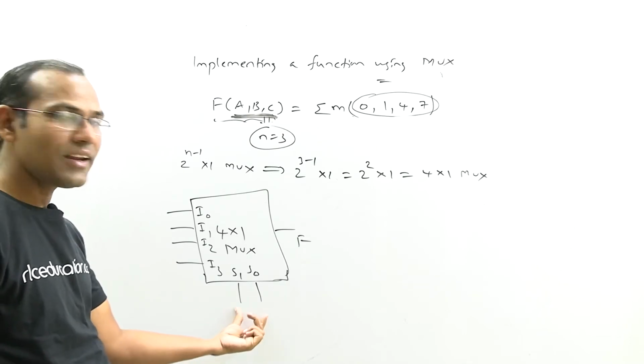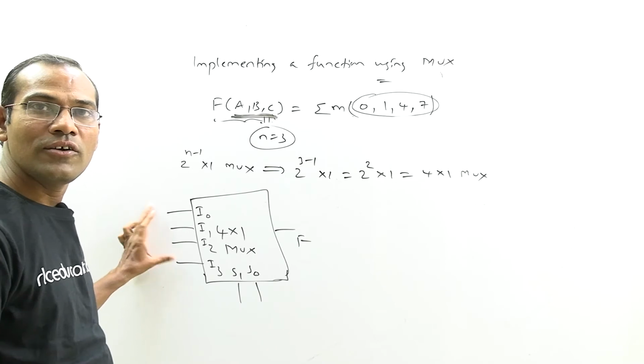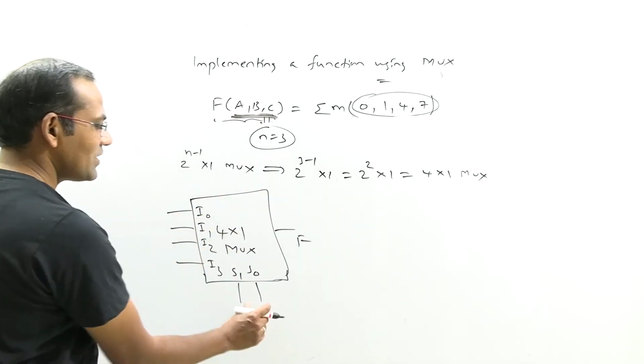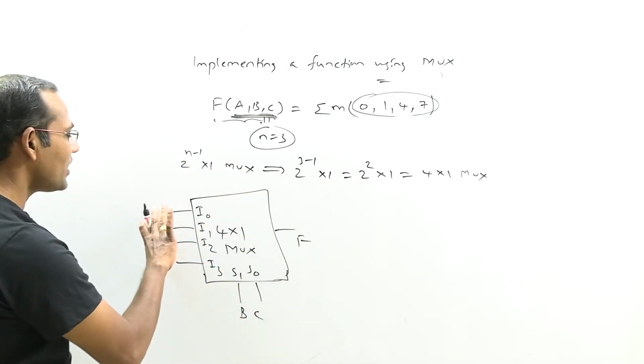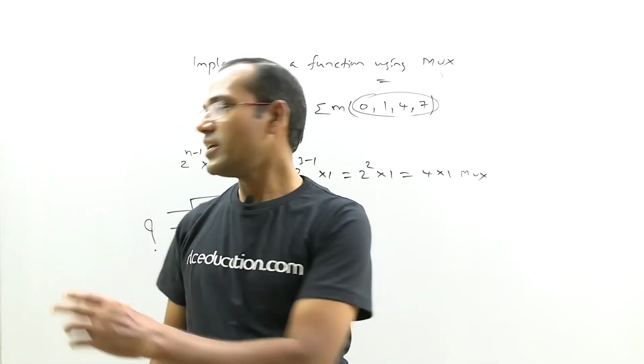Two variables here, one variable here. One variable as input, two variables as selection. You can use any two here, it doesn't matter. Suppose if you apply BC as selection, A will be connected as input. Now I will verify whether A or A bar should be given here.